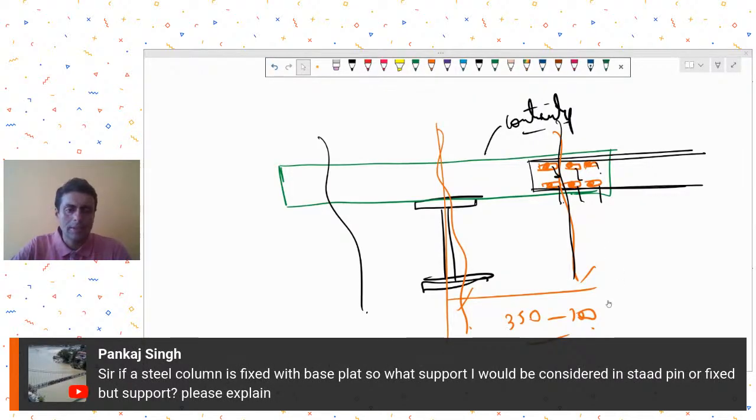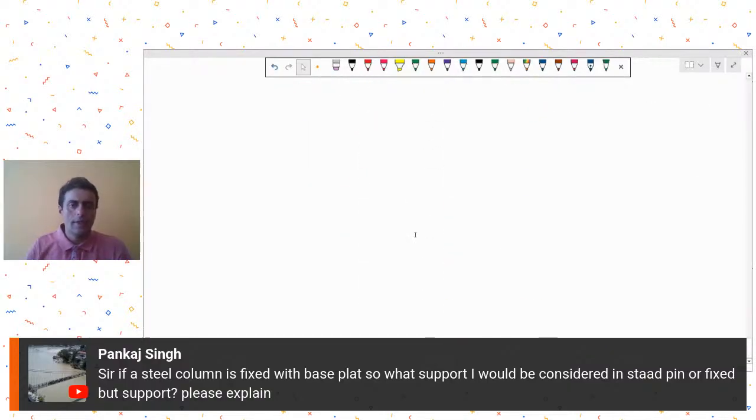Engineer Pankaj Singh is asking if a steel column is fixed with base plate, so what support I should consider instead, pin or fixed support. See, for that you need to see what kind of anchor bolt layout you have provided, and what is the stiffener gusset arrangement. As per that, you will have to decide whether your column will behave like a fixed support or a pin support.